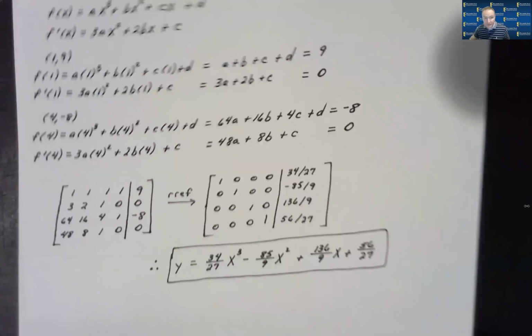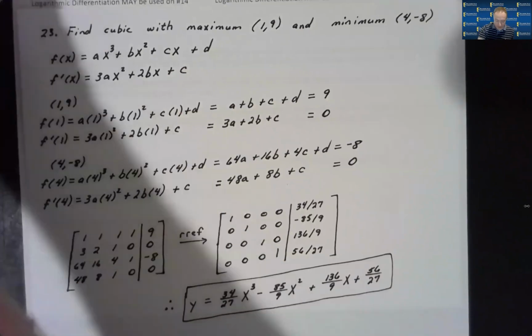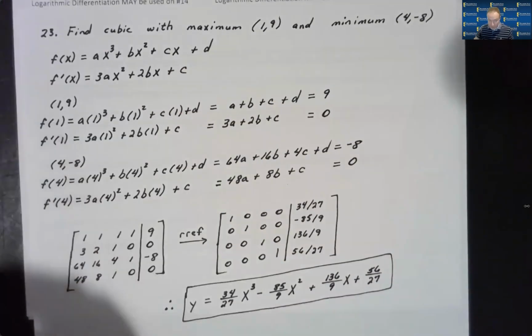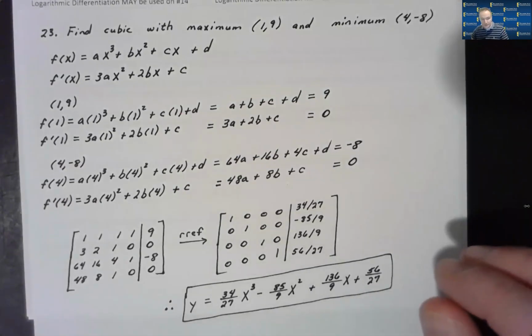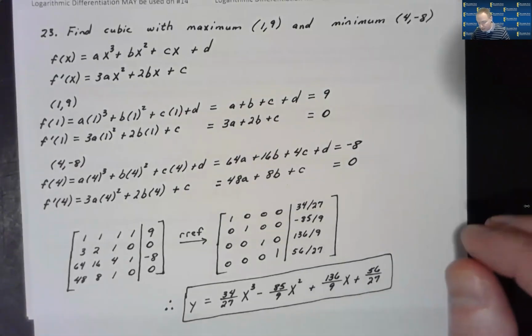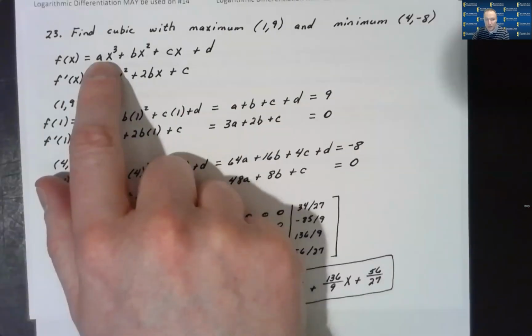The last problem here, I'm asking you to find a cubic equation that has a given maximum and minimum value. Now, this is certainly a calculator problem because we have to simplify our matrices on our calculator. But before we get to that, let's go ahead and go through the logic of this problem.